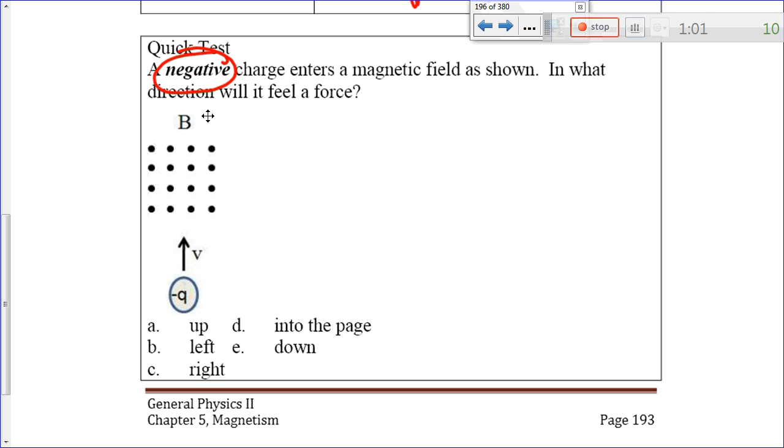Looking good. So are you saying that whatever we get from our hand is the complete opposite of it? Right, you just take the opposite, if you have a negative charge.